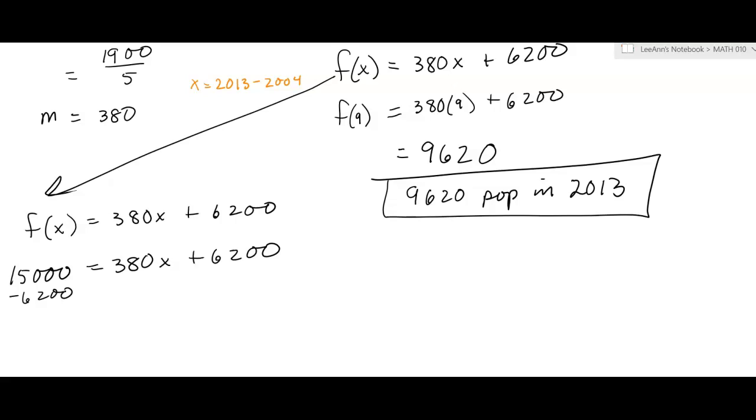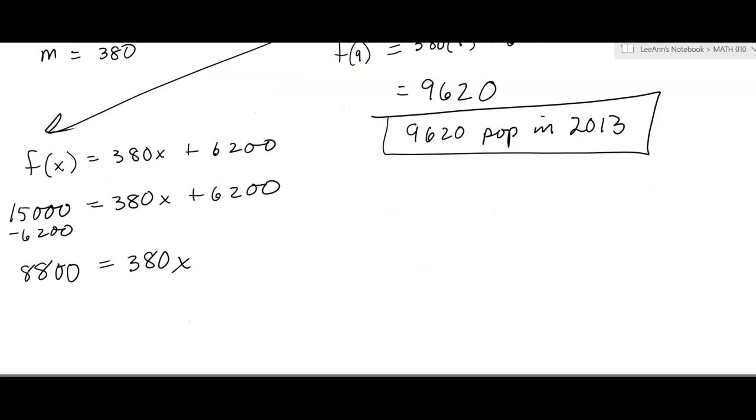What's 15,000 minus 6,200? 15,000 minus 6,200. 8,800. Whoops. And that's going to equal the 380x. So divide by 380. And what do we get? About 23. Well, I wrote that goofy, didn't I? Okay, x is about 23 years. 23 years after 2004.